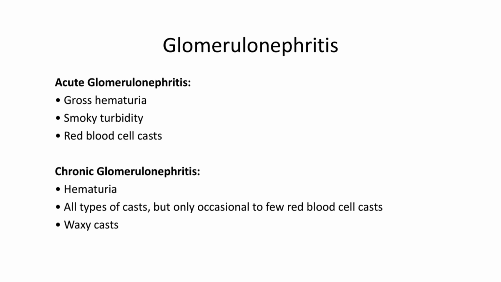Chronic glomerulonephritis is also associated with hematuria. A variety of casts may be seen, although red blood cell casts are only occasional or few in number. Waxy casts are often present as well.